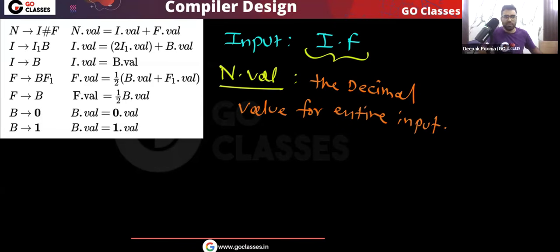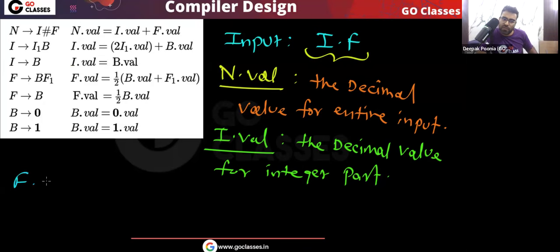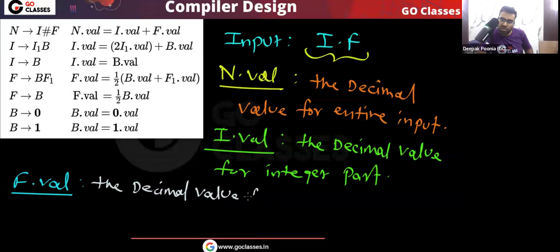And remember this I dot val, it represents the decimal value for the integer part. Is this clear? This is the decimal value for the integer part. And what about this f dot val? This is the decimal value for the fractional part.